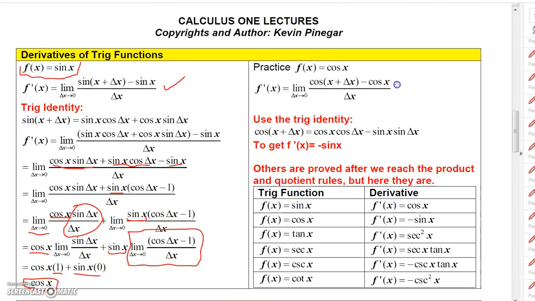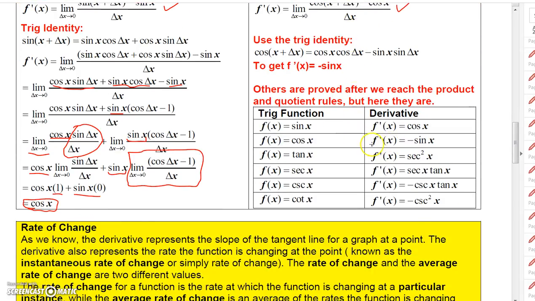So using the definition of the derivative, I've shown you that the derivative of sine x is cosine x. Similarly, you could show that the derivative of cosine x is minus sine x. And so here's the table of your derivatives. For sine x, the derivative is cosine x. For cosine x, the derivative is minus sine x. For tangent x, the derivative is secant squared x. For secant x, it's secant x tangent x. For cosecant x, it's minus cosecant x cotangent x. Actually, that should say cotangent. And for cotangent, the derivative is minus cosecant squared x.